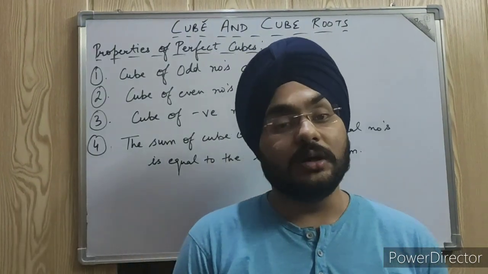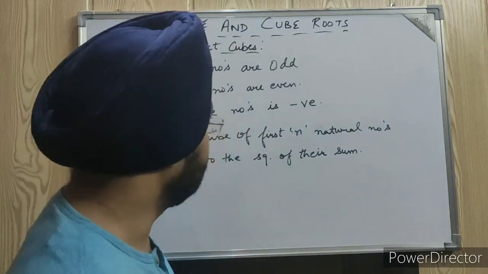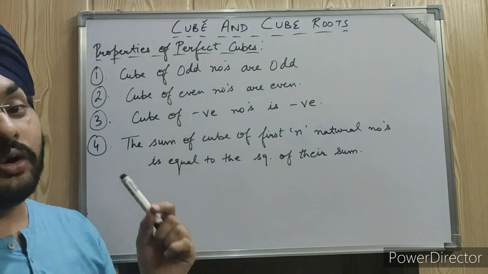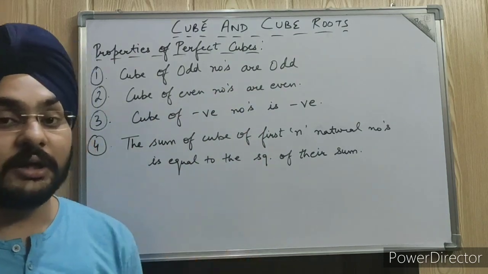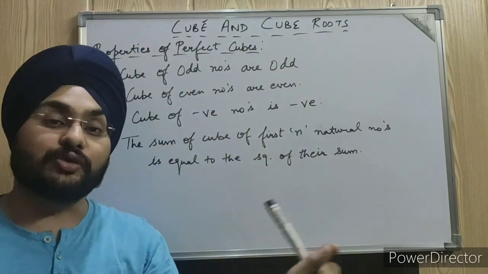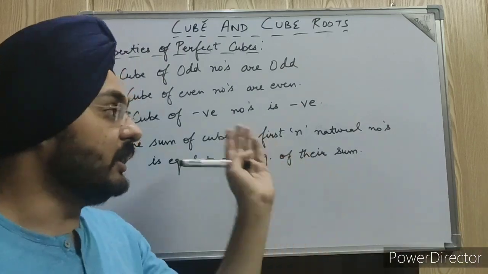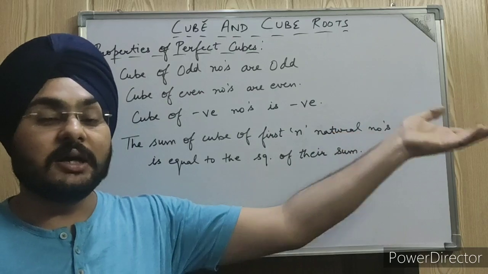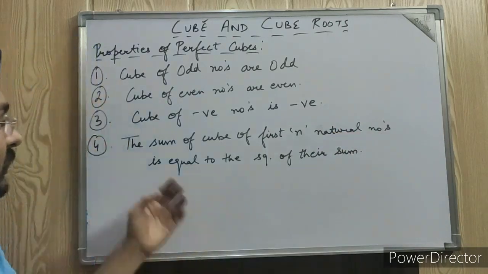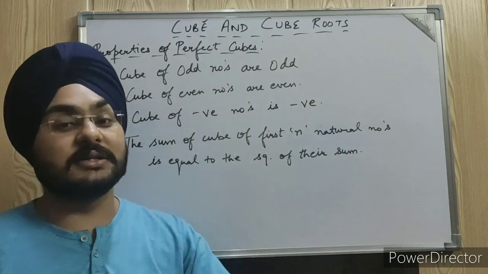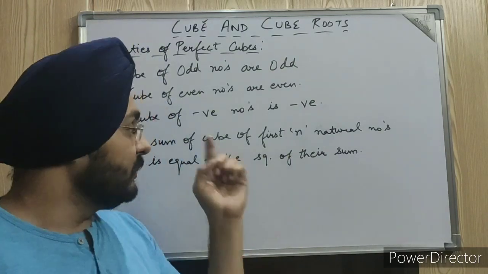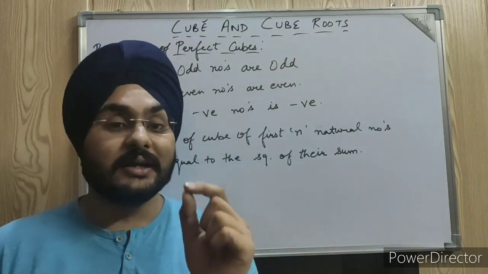Now coming to the properties of perfect cubes. The first property: the cube of odd numbers are odd only, similar to the square, where the square of odd numbers is also odd. Cube of even numbers are even only. Cube of a negative number is negative. The square of negative numbers is positive, but the cube of negative numbers is negative only.